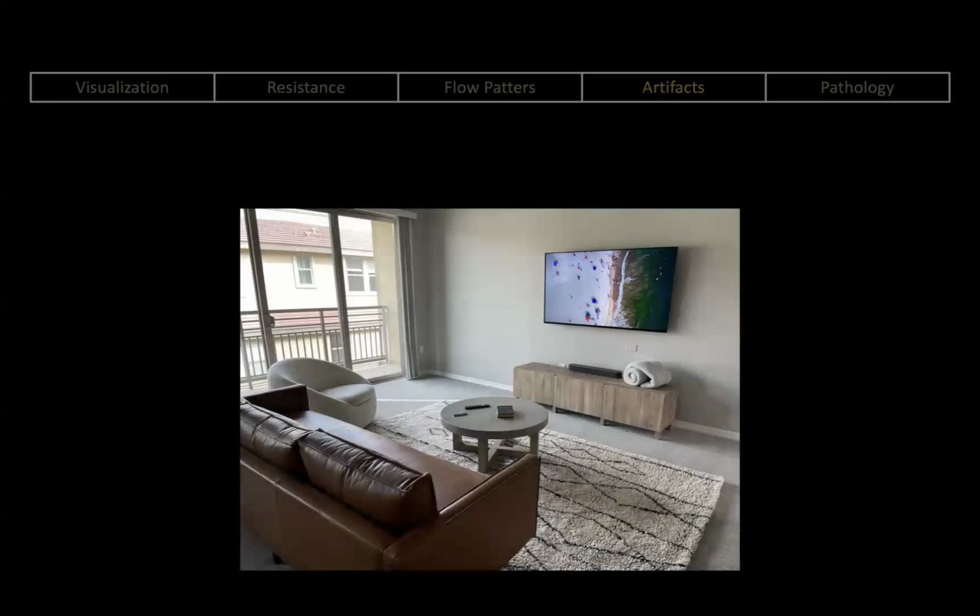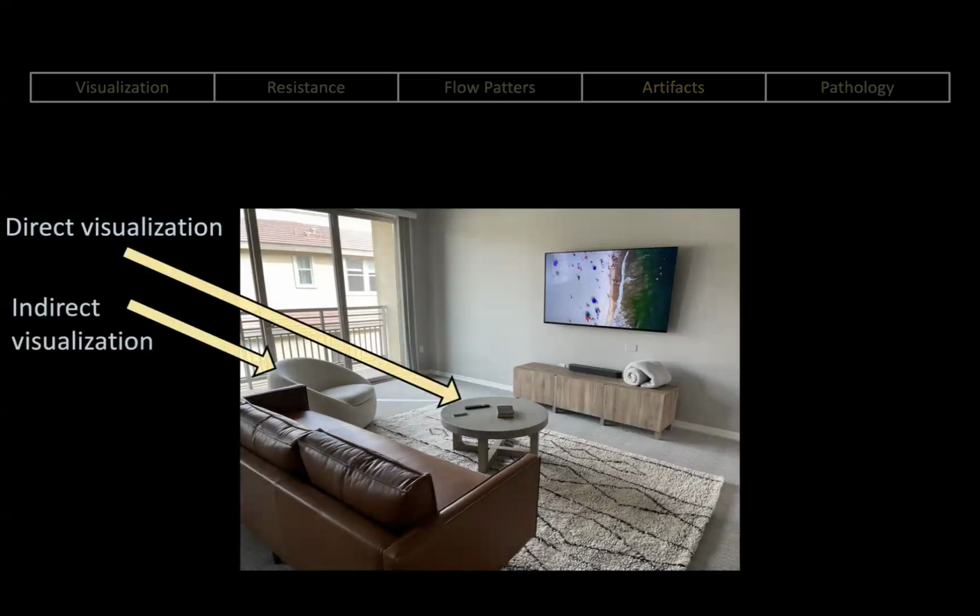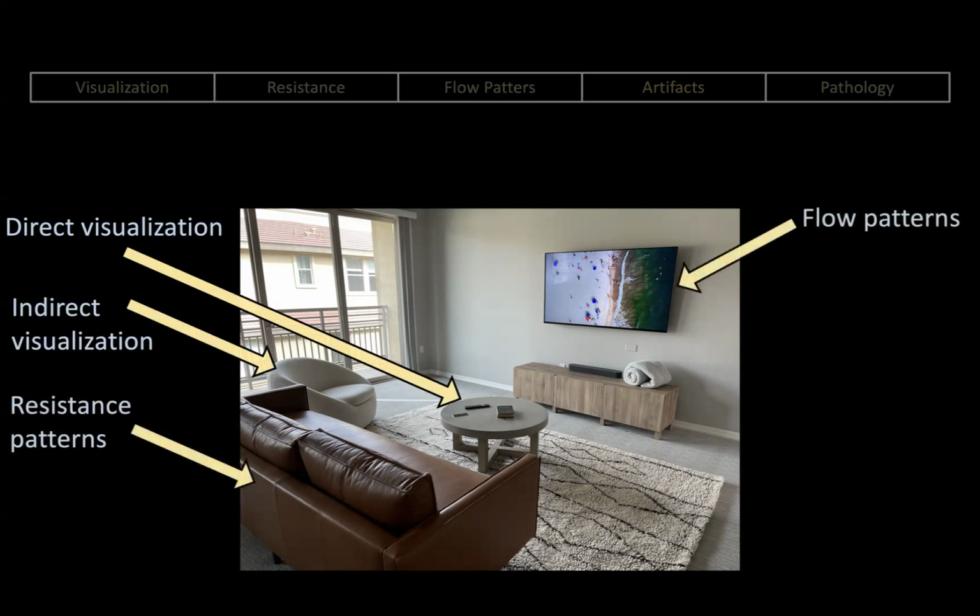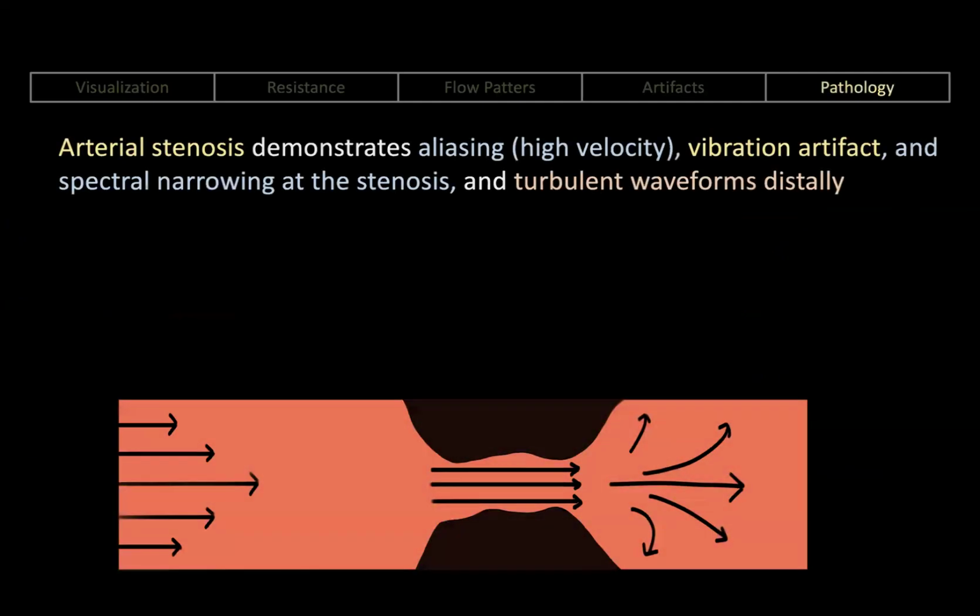So, what are the different approaches that we've looked at so far? We have direct visualization, indirect visualization, resistance patterns, flow patterns, vibration artifact, and aliasing. If you have those six components, you can understand a lot of the pathology that we see on spectral Doppler imaging. So let's take a look at some of those very common pathologies within vessels.